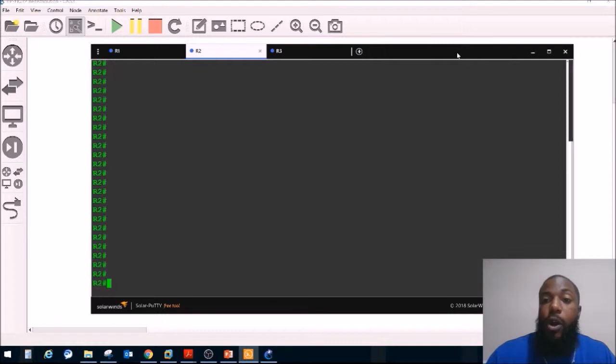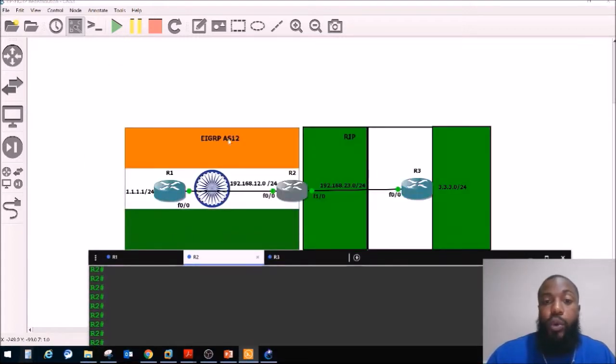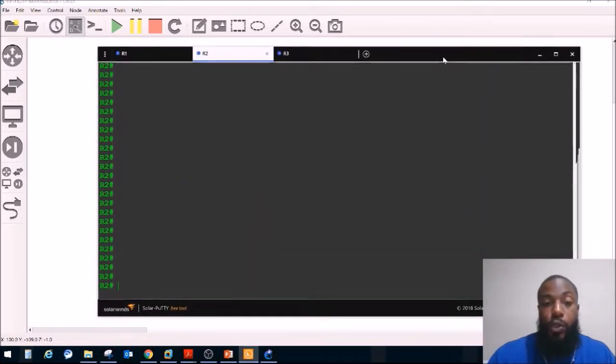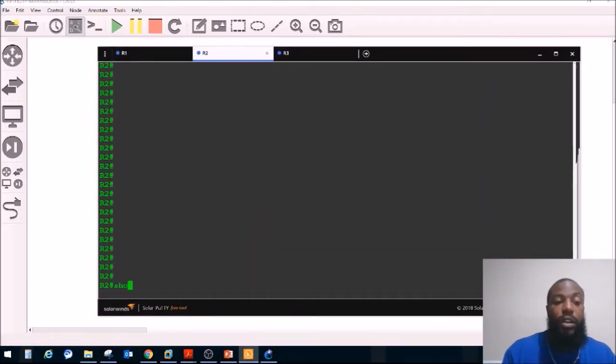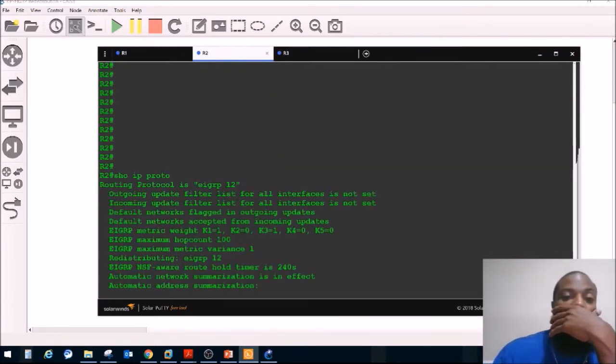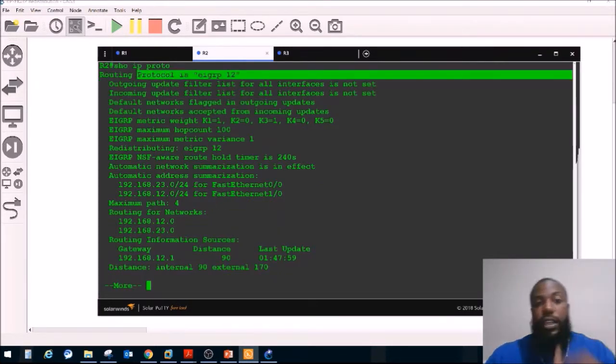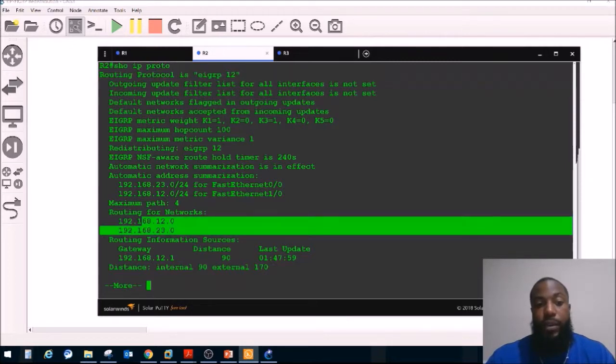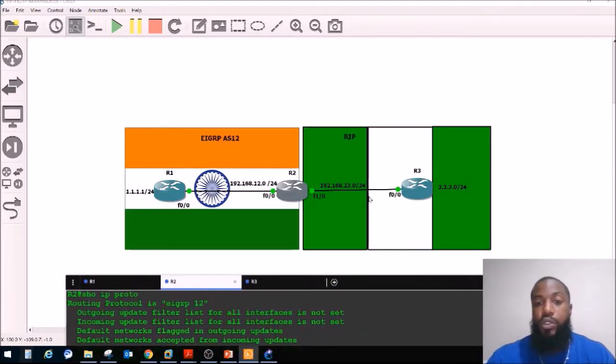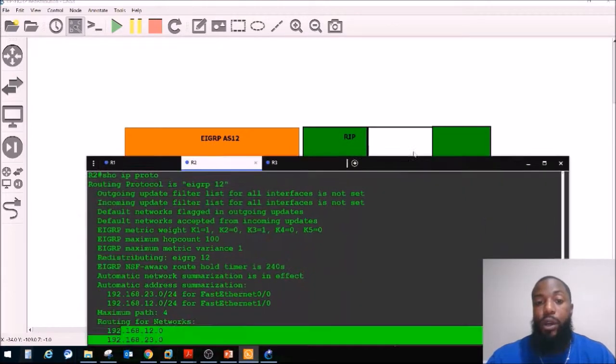Okay, so obviously we know that we've got router AS12 and a RIP domain. So router 2 knows about those two routing protocols, right? Let's double check though. Show IP protocols. Let's do that to see what kind of protocols we're running. Just to verify, he's running EIGRP 12 for these two networks, the 23 and the 12.0 network, right? So he knows about those.